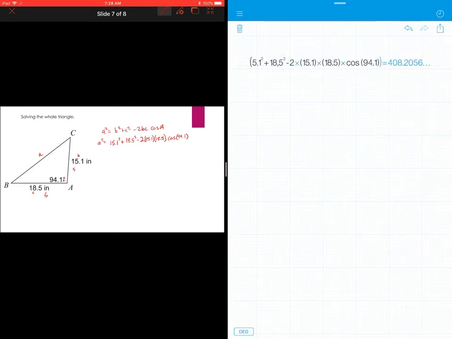It looks like it took everything correctly. Now, the problem here is that what I've solved for is actually a squared. So a squared is equal to 408.2. So what I need to do in that case is square root both sides to find out the exact form of a. So let me take the square root of all that. And I get 20.2. So this side length here is 20.2.